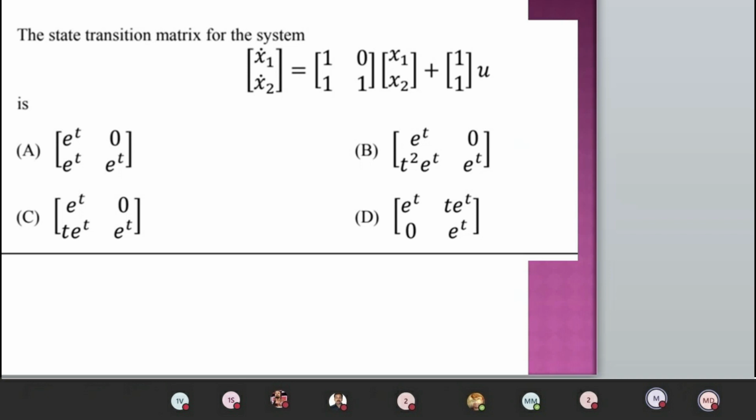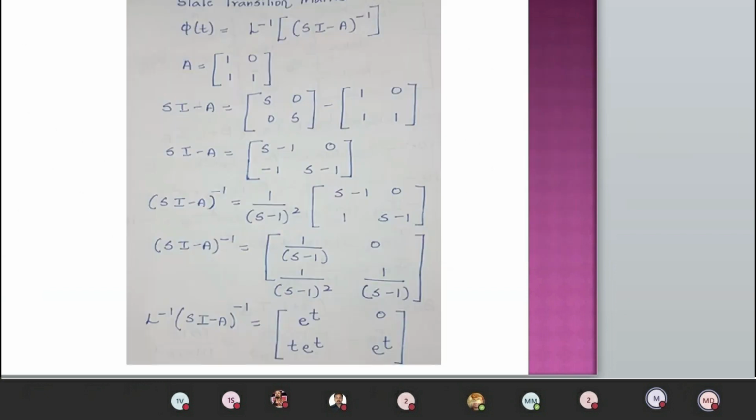Okay, so as a student, kindly understand Laplace transform involves the frequency domain. Okay, and if I want to find the inverse Laplace, it is very simple. I'm converting the frequency domain to the time domain, right? Okay, now let us work out this problem. So the equation of the state transition matrix is phi of t equals Laplace inverse of SI minus A inverse.